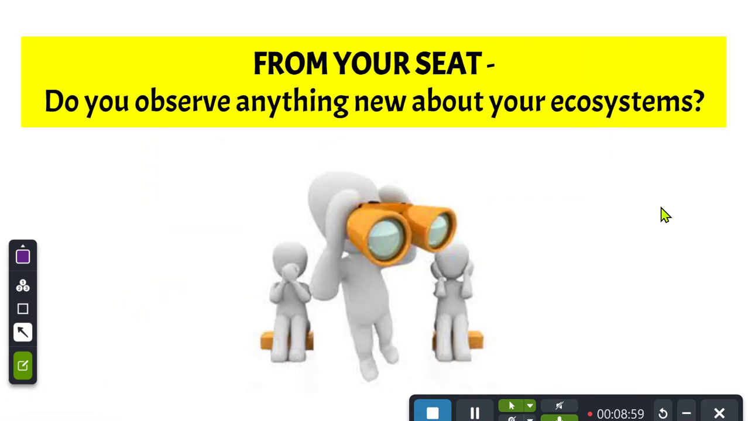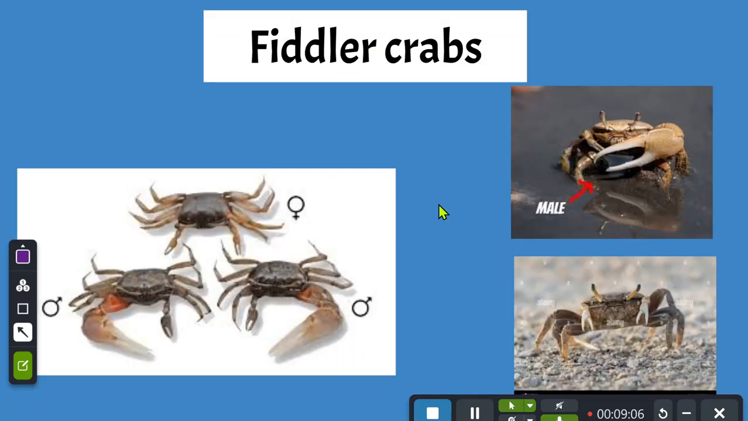All right. Now, from your seat or when you walked in, did you notice anything new about your ecosystems? Probably you saw that we have fiddler crabs. So notice that the fiddler crabs on this image have different claws. So it's a male if it has one big claw and one small claw. So I have a male right here and I have a male right here. It's a female if we have 2 little claws. So we'll talk about that in a little bit. Here's another example of a male with 1 big claw. This is a female that has 2 little claws.